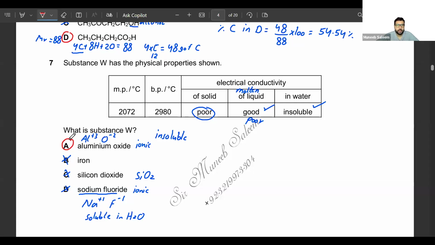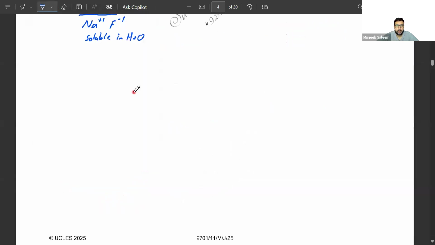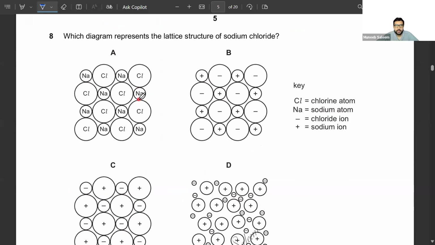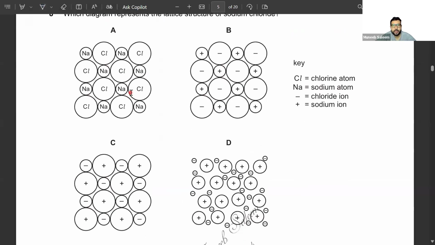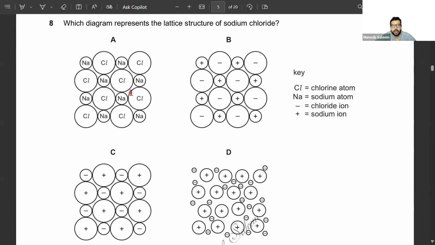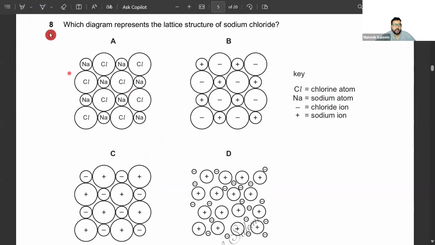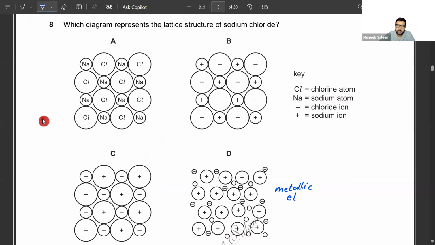Now, next question, number 8. Which diagram represents the lattice structure of the sodium chloride? Now, here in this question, we have to correctly identify the structure of the sodium chloride. Basically, the D option is not the correct answer because it's the structure of the metallic element or metallic bonding, whatsoever you call it.